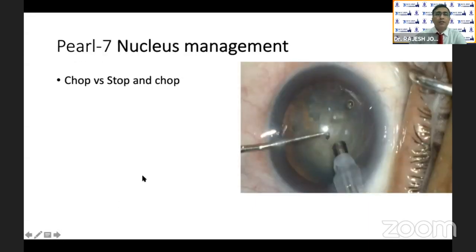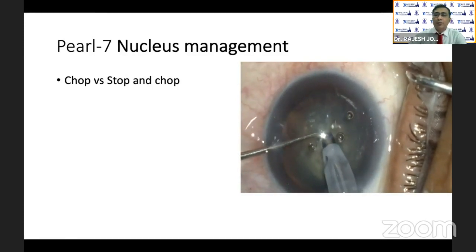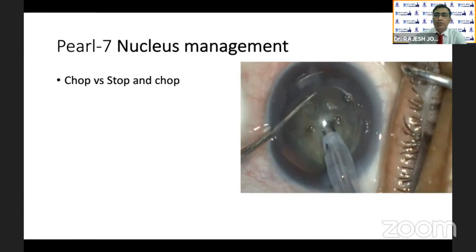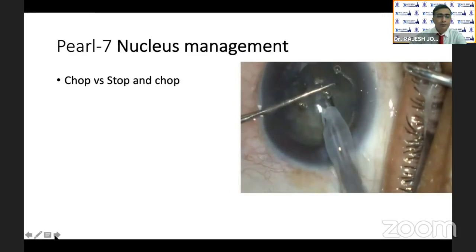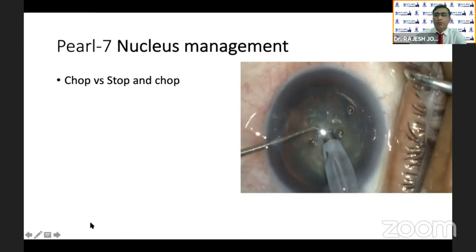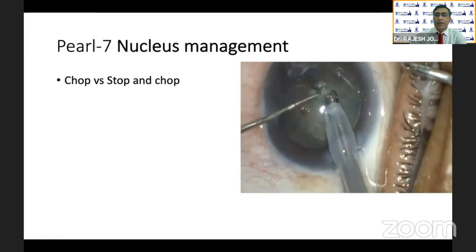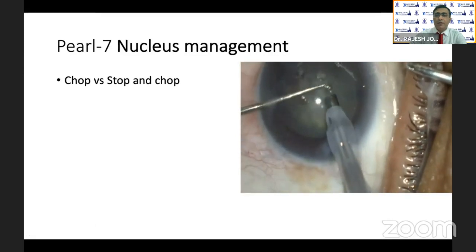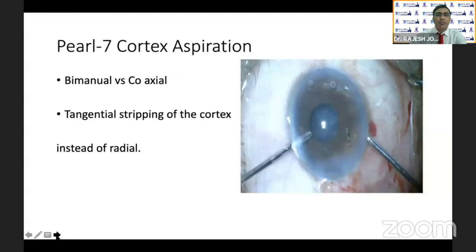Now, nucleus management, you can do whatever way you are performing your nucleus management, but I prefer to go with the CHOP technique because it puts less stress on the zonules and it is a quick procedure. This is how you can chop the nucleus and make it into pieces and remove it with whatever parameters you are using for your routine phacoemulsification procedure.